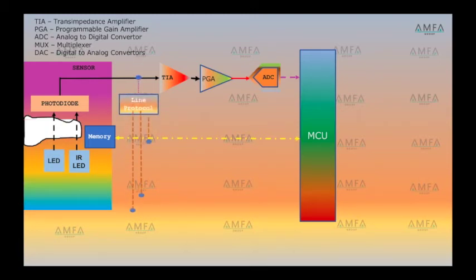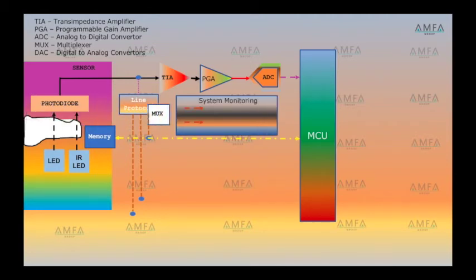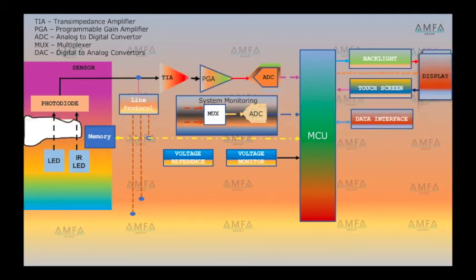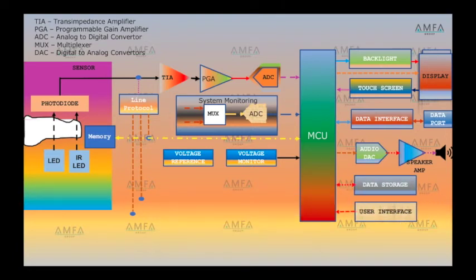So we have a line protocol, and the system monitoring happens there with a multiplexer and an ADC. So we have the voltage reference and voltage monitor. From there, the microcontroller unit gives to the backlight and to the display. So we have the beep, the audio DAC, and we have the audio output, the data storage, then the user interface. From that, the microcontroller gives signal to the digital to analog converter. The LED drivers are there, which complete the loop with the light at the LED.